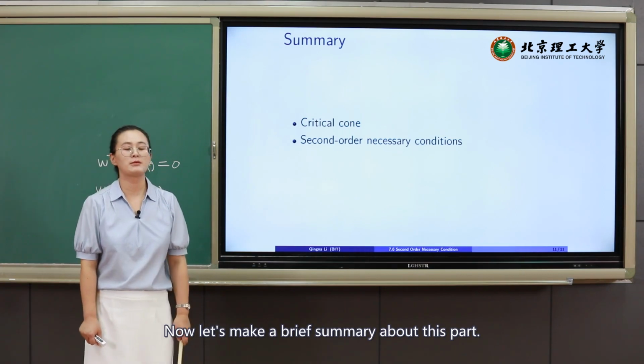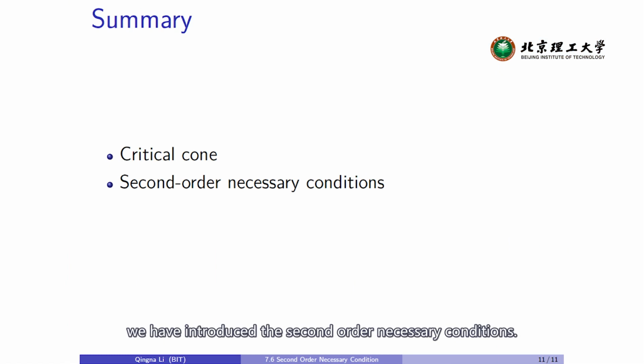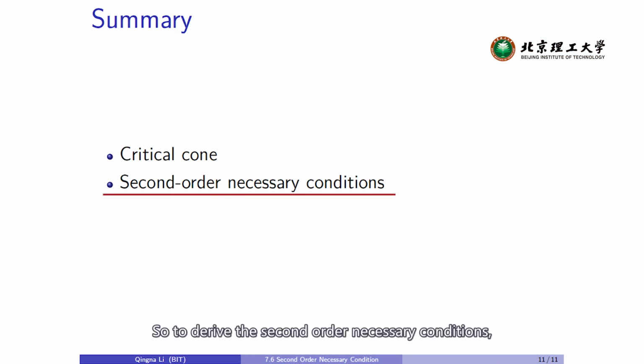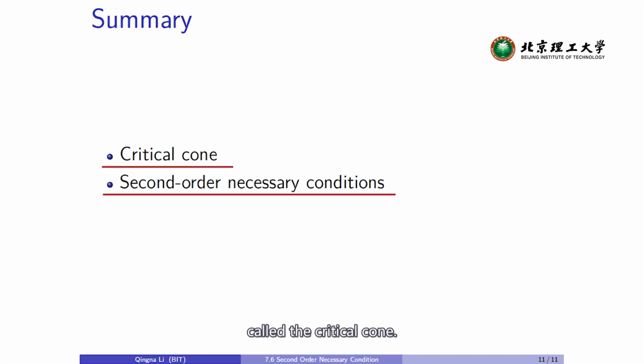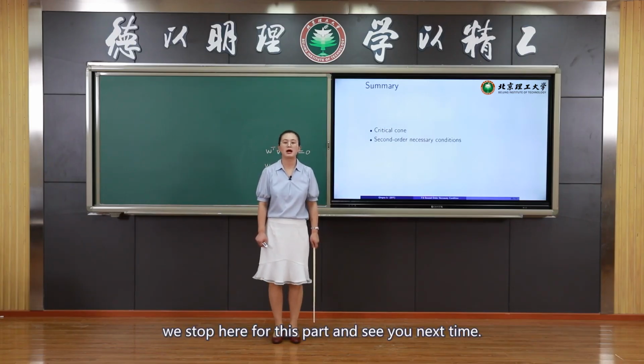Now let's make a brief summary of this part. In this part, we have introduced the second-order necessary conditions. To derive the second-order necessary conditions, we introduced a very important definition called the critical cone. In the critical cone, we characterize the undecided directions for function f. And so for the second-order necessary condition, we basically need some properties about the undecided directions in the critical cone. Okay, we stop here for this part and see you next time.